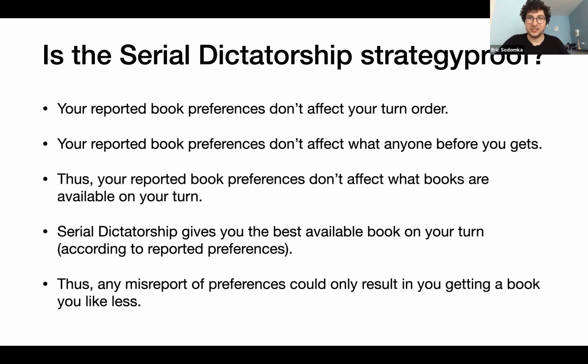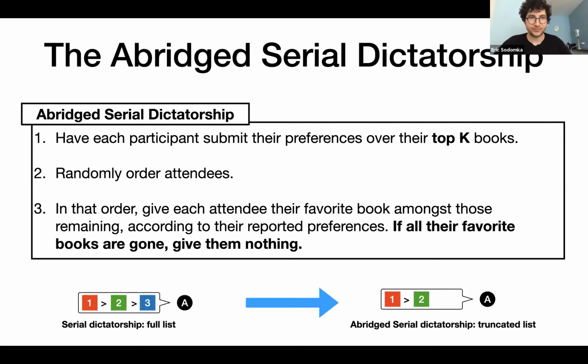Therefore, there's no reason for you to be lying about what your favorite books are in serial dictatorship. Okay, so now we've introduced two mechanisms, serial dictatorship and random allocation. We have two notions of goodness, Pareto optimality and strategy proofness.